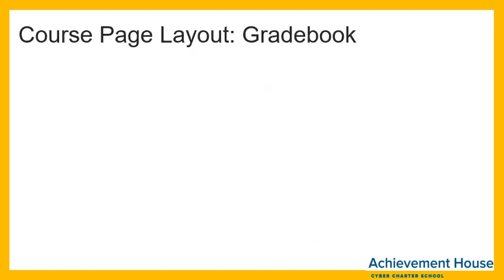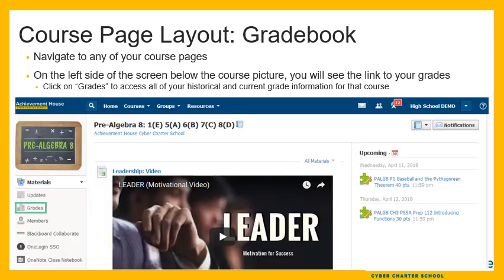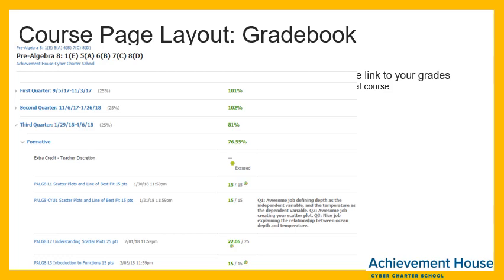Next, we'll talk about potentially one of the most important things that you'll use, and probably the most frequently used as well, the gradebook. You can navigate to any of your course pages and look on the left-hand side of the screen below the course picture, where you will see a link to your grades. By clicking on grades, you'll be able to access all of your historical grades, meaning the grades from the previous quarters, as well as your current grade in that course. You can see that the grades is highlighted in the green box on the left-hand side of the screen. Clicking on the grades will bring up your gradebook, shown here as an example.